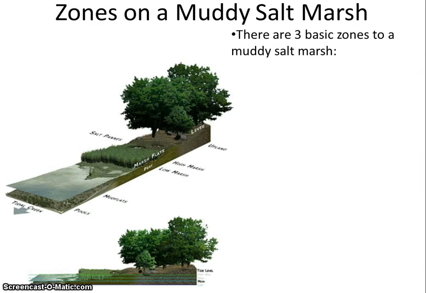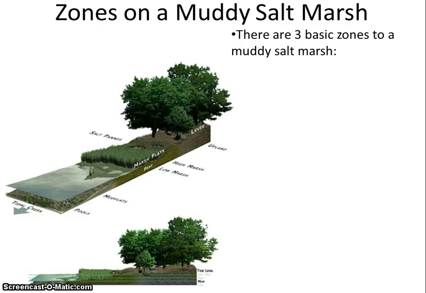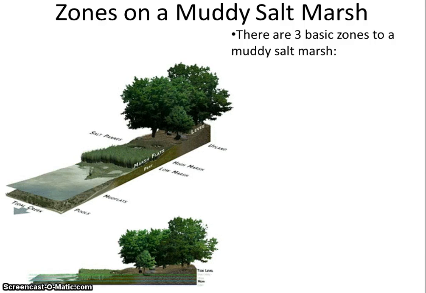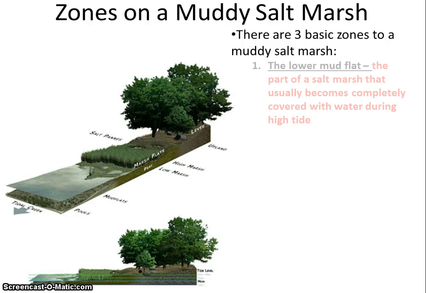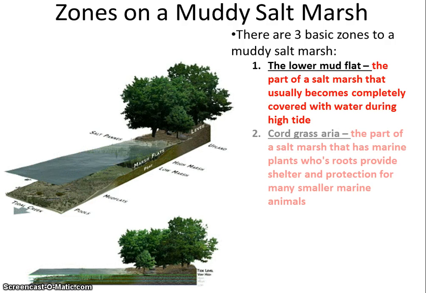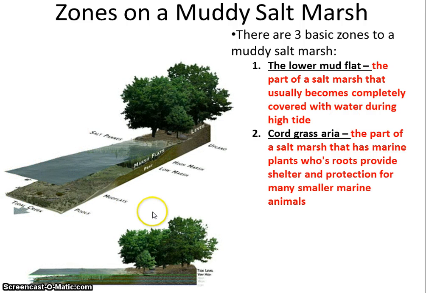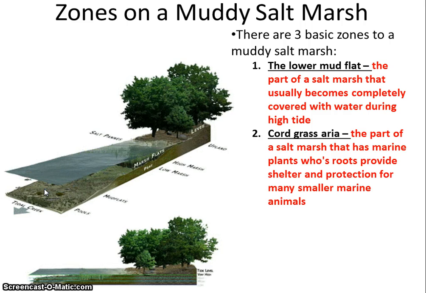Muddy salt marshes are the next sediment-covered shore that we're going to talk about. And unlike sandy beaches, muddy salt marshes actually have three areas. We're only really going to focus on two, though. The two main areas of a muddy salt marsh are the lower mud flat and a cordgrass area. The lower mud flat is down here. It's the lower part of a muddy salt marsh, and it's covered with mud.